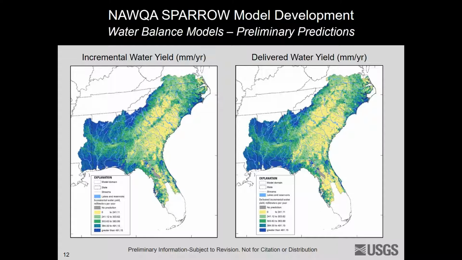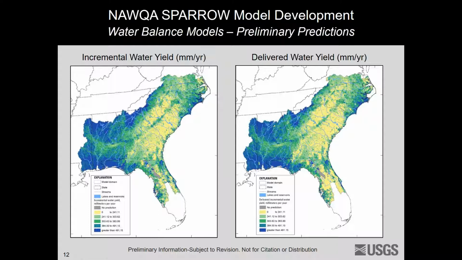And what you see here is that the maps look very similar, which implies that most of the water that gets to the streams makes it all the way downstream, and that losses along the way are not a major factor. There are a couple of areas, though, where you can see a difference. If you look in the central part of North Carolina and compare the two maps, the Apalachicola in southern Georgia and northern Florida, and also in the Tampa area, there are differences between the delivered and the local yields.